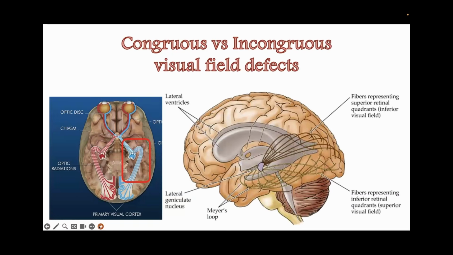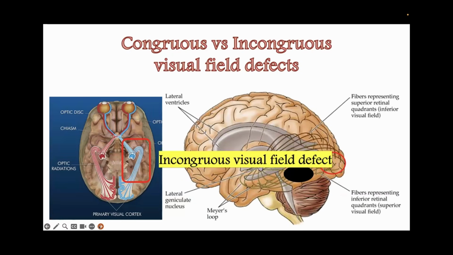So if you have a lesion near the occipital cortex, then definitely you will get a very congruous visual field defect. But what if you have a lesion somewhere along the pathway? Then the fibers are actually fanning out and spreading out. Then there's a possibility you might not get visual field defects which are very similar to each other. And those are called incongruous visual field defects.